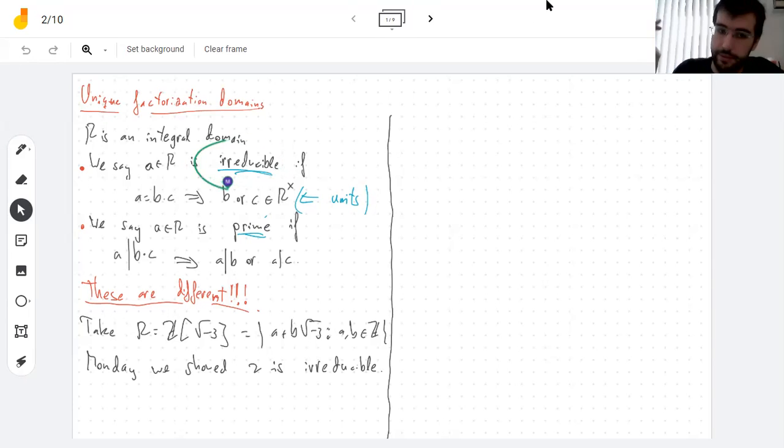So irreducible means you can't reduce it. Every time you write it as a product, one of the things you're multiplying is invertible, and the other must be its associate. So 5 is -1 times -5, but that's not really factoring it. It's just a very trivial way of factoring it. And we say something is prime if whenever it divides a product, it divides one of the factors.